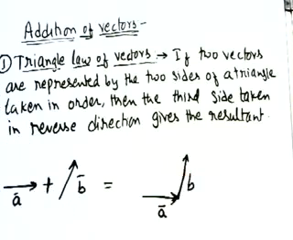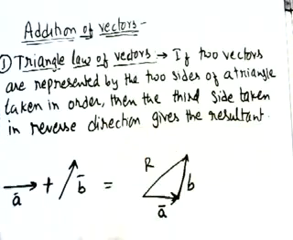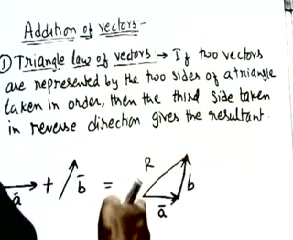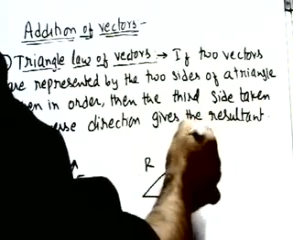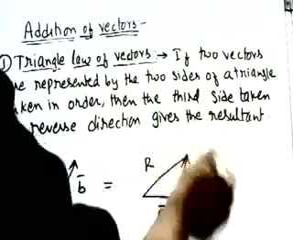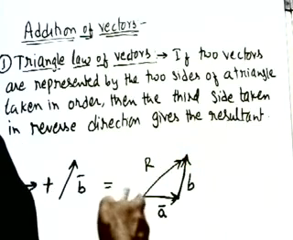Now the resultant of these two is given by the third side, the closing side of the triangle. Suppose you close this one, this will give the resultant, but the direction will be opposite. Suppose we are going like this, tail to head, tail to head. The direction will not be like this, but in the reversed order, like this.